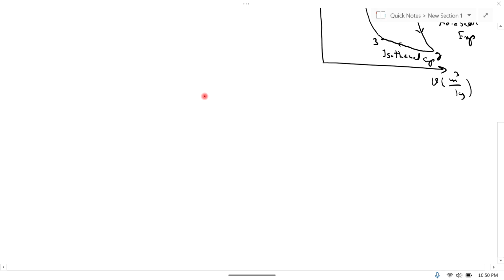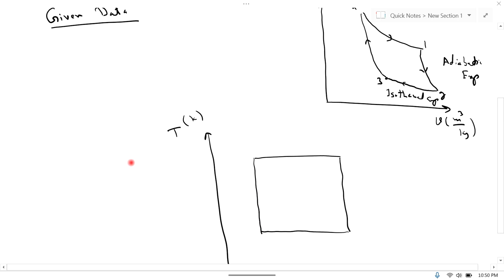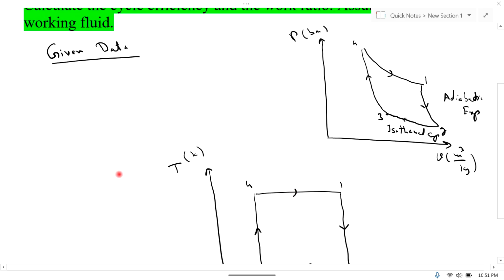Similarly, I draw the TS diagram. Temperature is in Kelvin, entropy in kilojoule per kilogram per Kelvin. This is the TS diagram. From 1 to 2 this is adiabatic expansion, from 2 to 3 isothermal compression, from 3 to 4 adiabatic compression, and from 4 to 1 this is isothermal expansion.